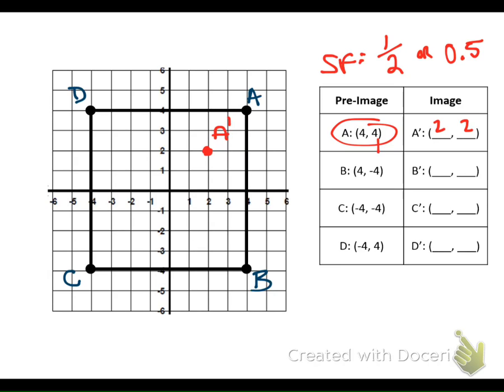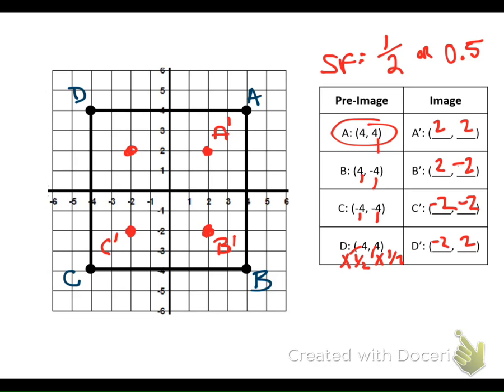If I do it for B as well, let's say by 0.5, if you want to try out 4 times 0.5, you'll get 2. If you do -4 times 0.5, you'll also get -2, right? That brings in point B prime to right here. C, if I go -4 times 1/2 and -4 times 1/2, both times I'm going to get -2. So that brings me to (-2, -2), and that's C prime. And then again with D, I'm multiplying -4 times 1/2, and then 4 times 1/2, right? Both times, and that gives me -2 and 2.